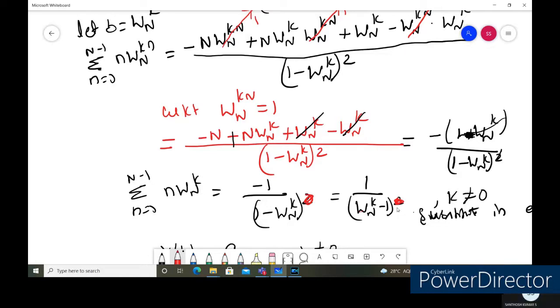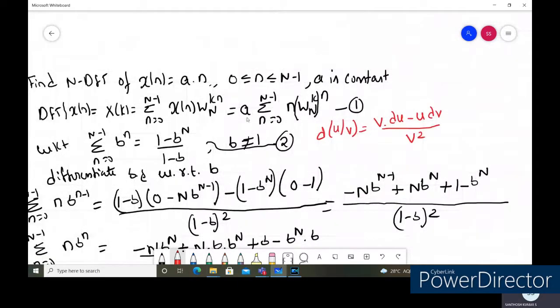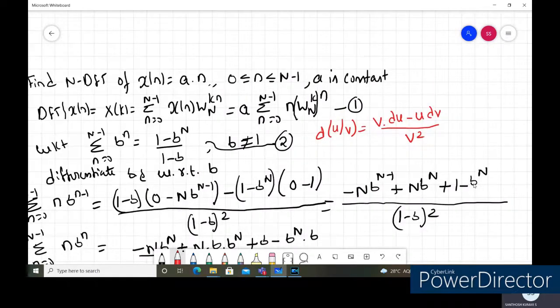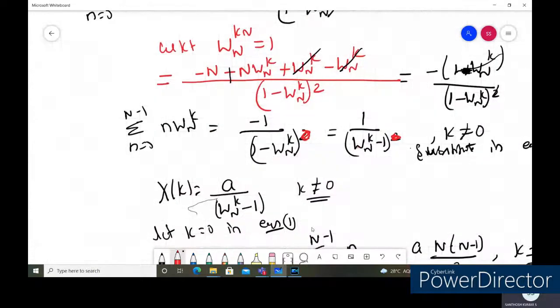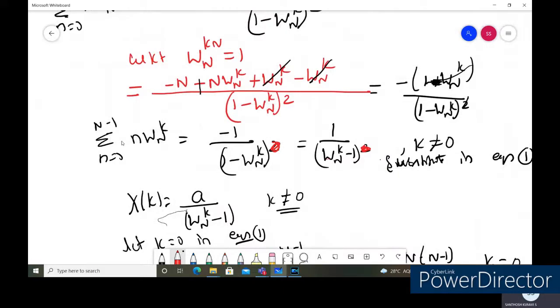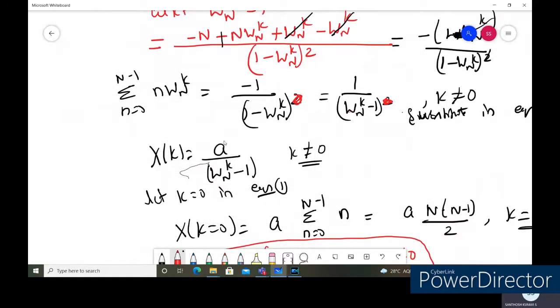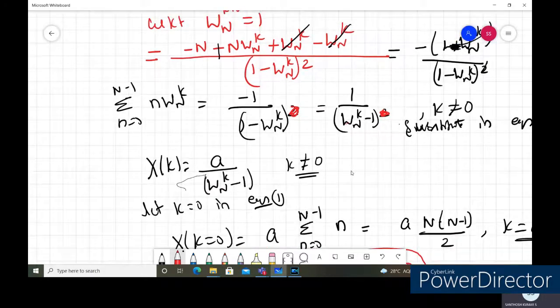Before that, this part of the equation is similar to the equation 1, but here a term is missing. So we'll multiply the a to this one, or else we can substitute this part of the equation in place of the equation 1. We are going to substitute in the equation 1 here. So if you substitute, x of k we got as a divided by omega to the power of k minus 1. So this is for the case k is not equal to 0.